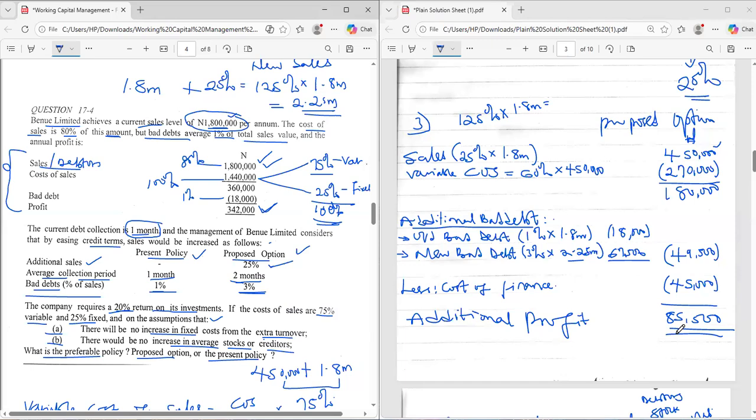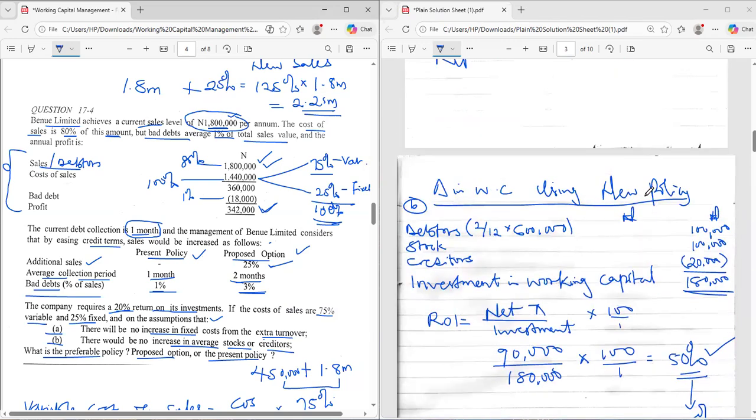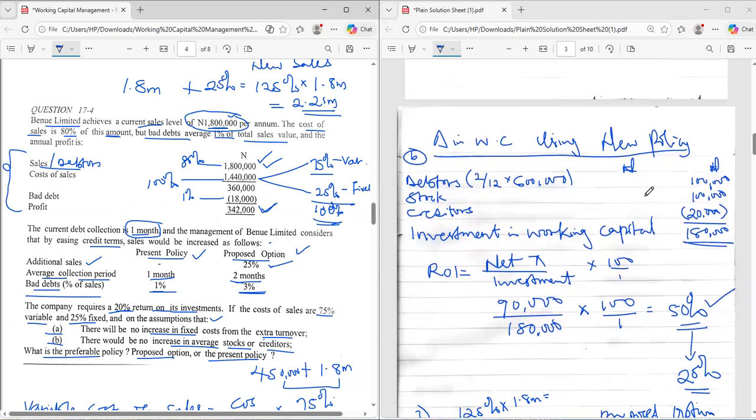Any question? Sir, in the other question, when we did this ROI, we had to solve for the net profit to check if the investment is worthwhile. But this one, why are we using it to solve for finance cost? Okay, thank you very much. When you are solving a question, look at the requirements of the question. The requirement of this question, we are comparing whether we should change policy, isn't it?